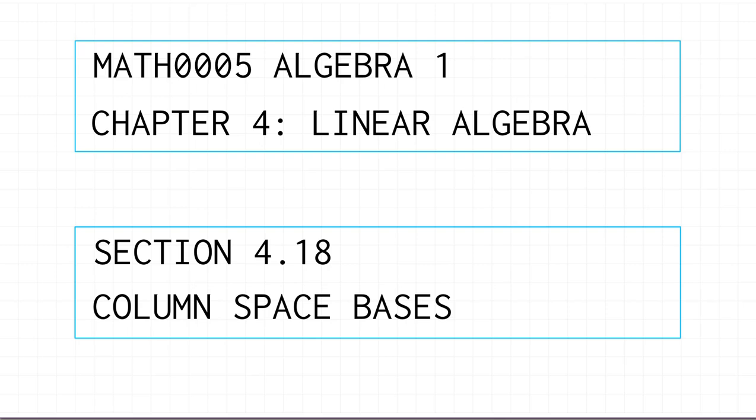In the last video, we figured out how to find a basis for the null space of a matrix A. That null space consisted of the fundamental solutions to the matrix equation Ax equals 0, which you could find by putting A into row-reduced echelon form. The other subspace associated to a matrix A is its column space, and in this video we're going to look at the problem of finding a basis for the column space of a matrix.